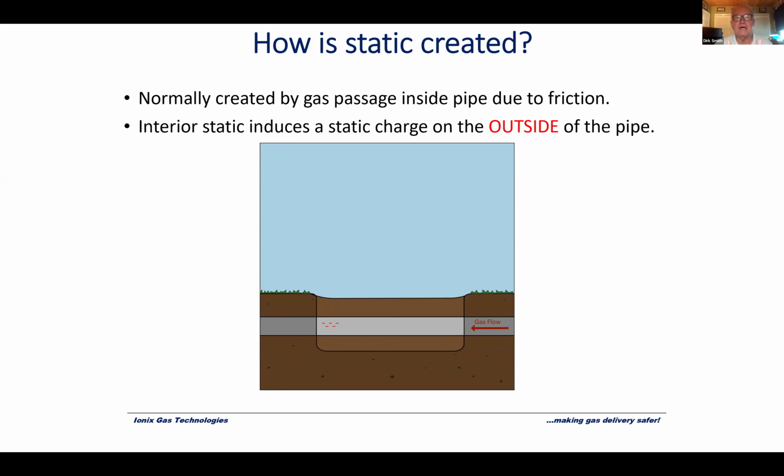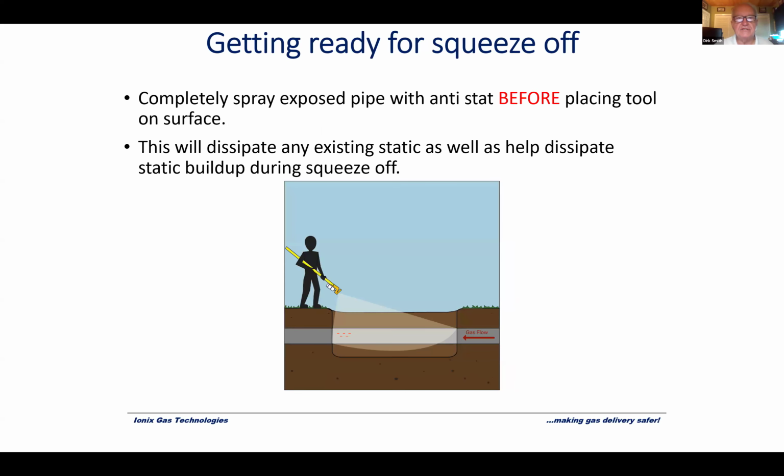And these charges build up initially on the inside of the pipe, and then in turn, they induce a charge on the outside of the pipe. Now, we're just talking about just the normal operation of a pipe. Now we're going to add in squeeze off. Now, when you're getting ready to squeeze off, let's assume that you're going to be working in the same trench that you're squeezing off. The same will still apply if you have a bell hole, but let's just assume for simplicity's sake, you're going to squeeze off in the same trench.